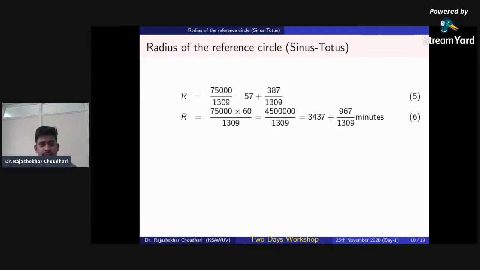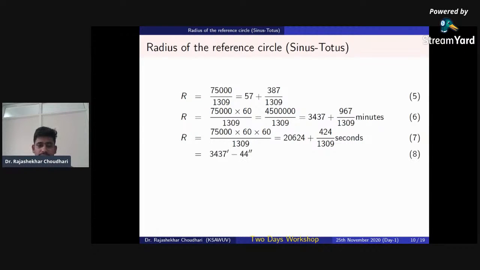Again the same procedure is applied. Just divide 4,500,000 by 1309, and you will get 3437 plus the remainder 967, divided by 1309 minutes. If you want to convert it into seconds, I have to again multiply equation number 6 by 60 in the numerator. So I will be getting 20,624 plus 424 by 1309 seconds. If I further simplify this, I will be getting 3437 minutes and 44 seconds.